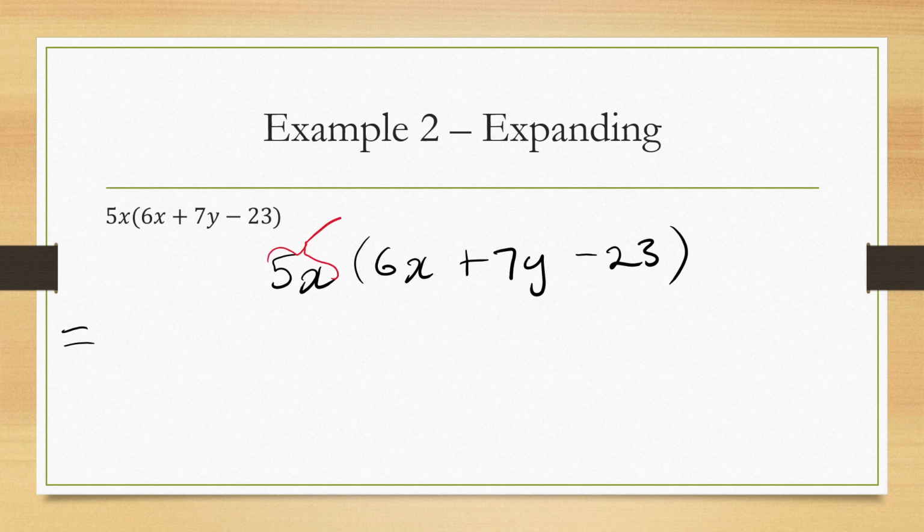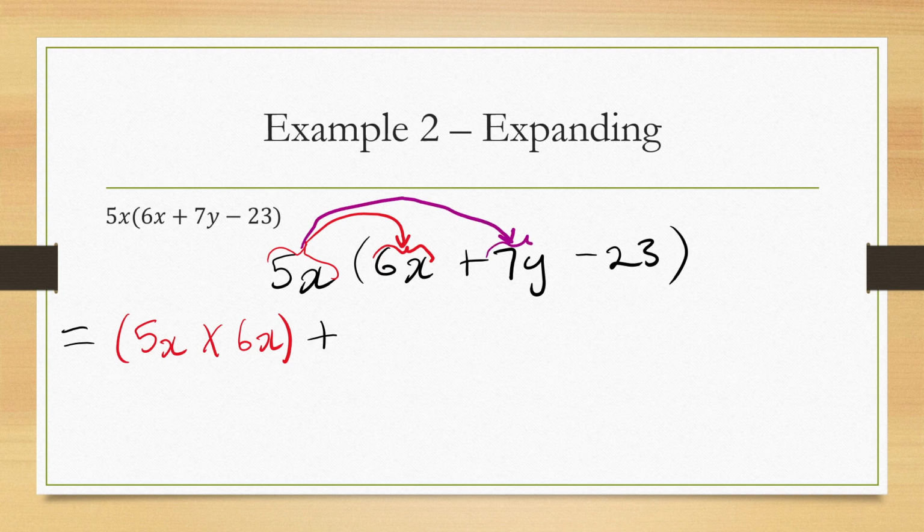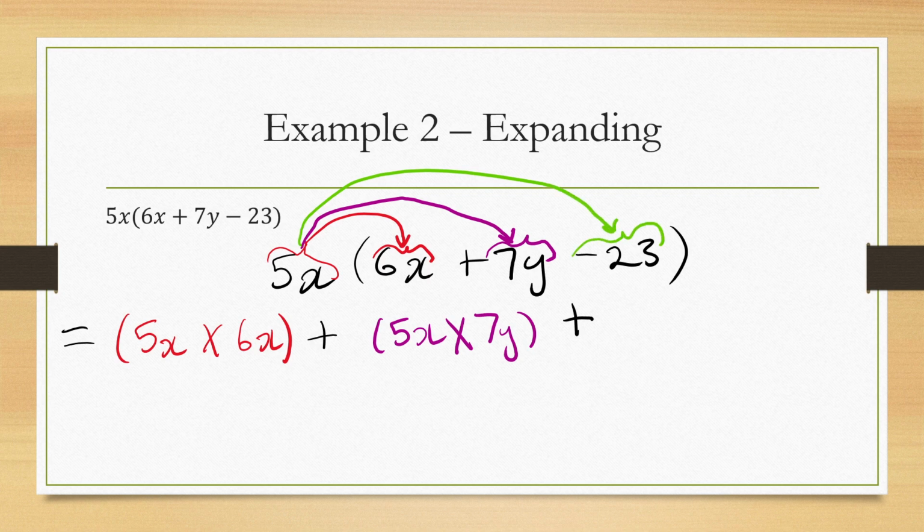So first of all, we're going to start with 5x and multiply it by 6x. So 5x multiplied by 6x. Now we're going to put the plus sign, and then we're going to move on to the next term, which is 5x multiplied by plus 7y, which is going to be 5x multiplied by 7y. And then we're going to move to the next term. Always, the easiest thing to do is put the plus sign. Always put the plus sign. And then I will show you what to do with this minus sign. And then it's going to be 5x multiplied by minus 23. Don't forget the minus. It's minus 23.